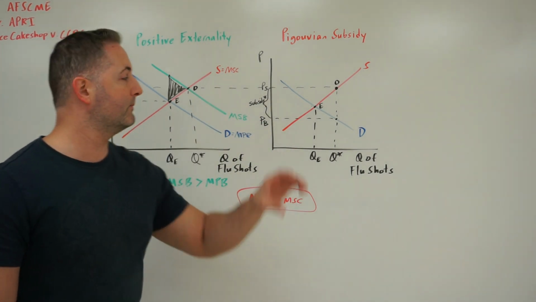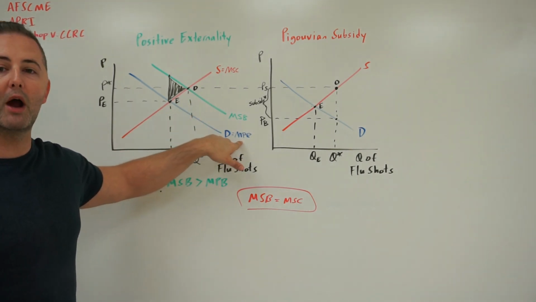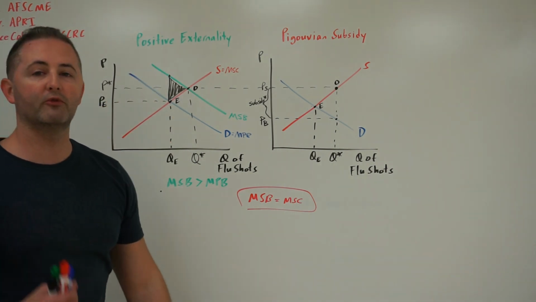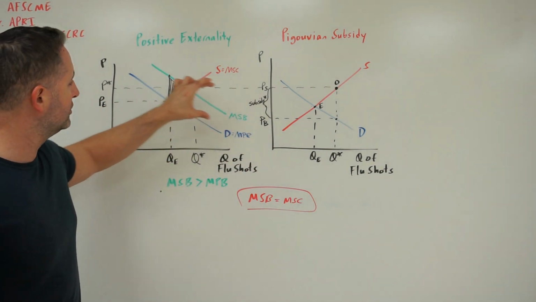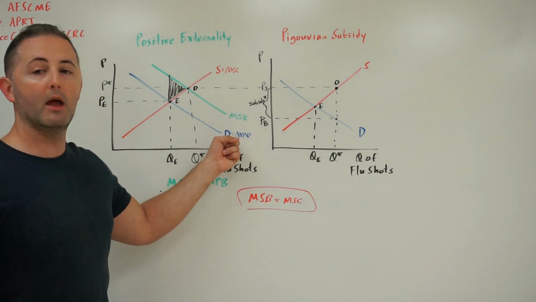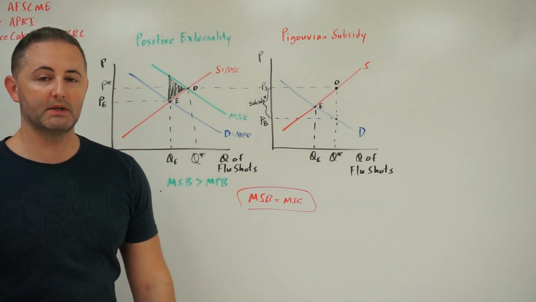The subsidy, by the way, vertical distance is also the same as the vertical distance between the marginal private benefit and the marginal social benefit. So if I were to have drawn these perfectly, the vertical distance between these two should be the same as our vertical distance between our two MSB and our MPB curves. And so this would be an optimal subsidy.